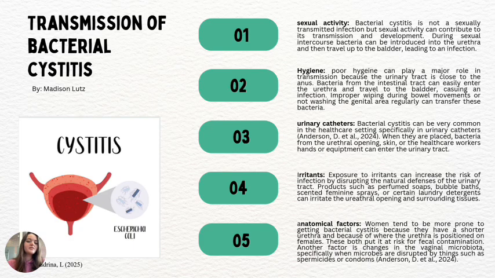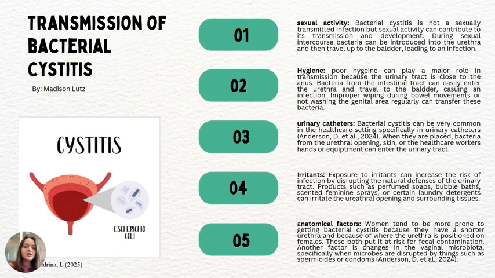As for the transmission of bacterial cystitis, it can happen in many different ways, one of which is sexual activity. Bacterial cystitis is not necessarily a sexually transmitted infection, but sexual activity can contribute to its transmission and development. During sexual intercourse, bacteria can be introduced into the urethra and then travel up to the bladder, leading to an infection.